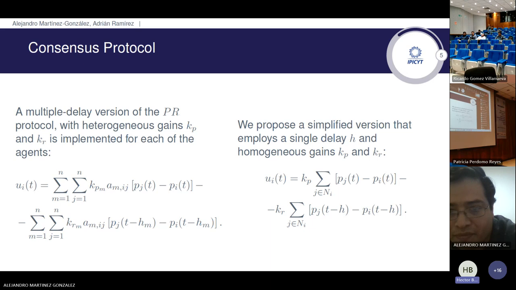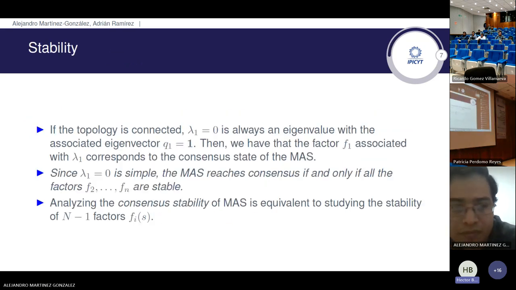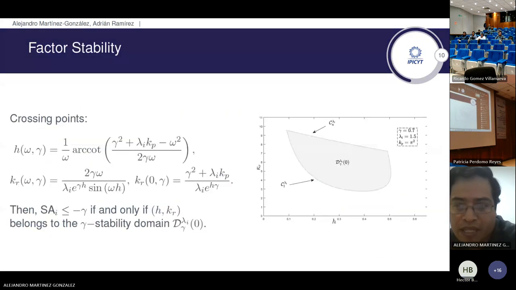And another related thing: if that delay is bigger, what happens with the region of stability? What happens with the region of stability of the controller if the delay is bigger?